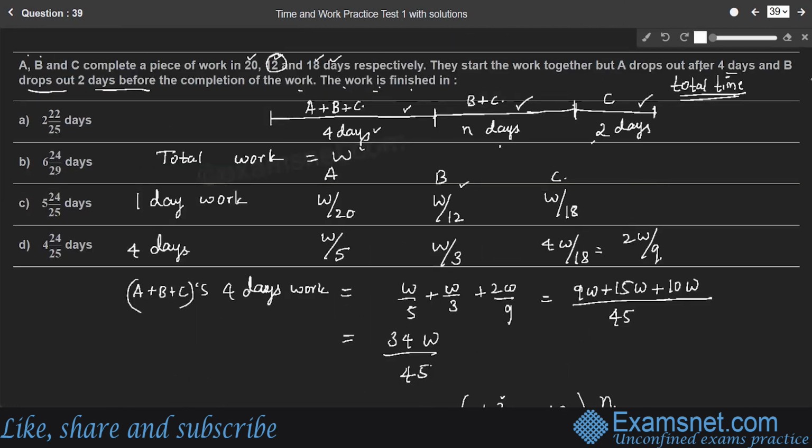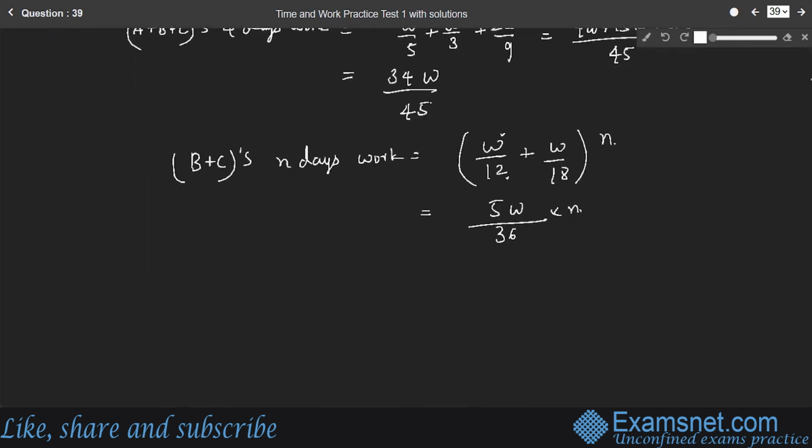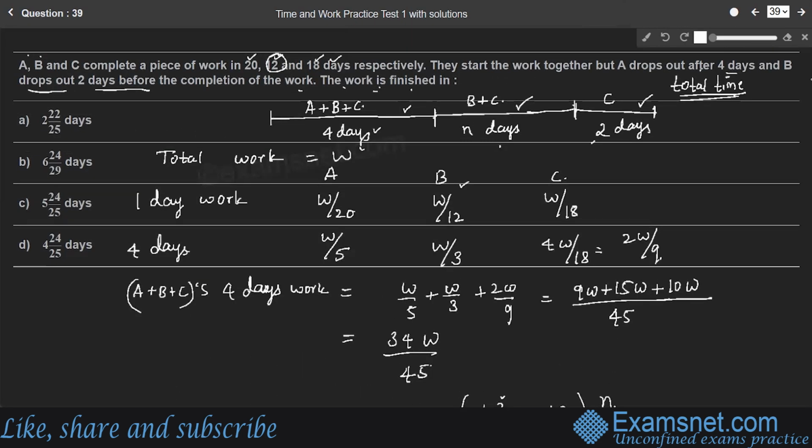Whereas for the 2 days work of C, C's 1 day work is W by 18 into 2, which gives W by 9. W by 9 is the 2 days work of C. So the total work is W, and we'll add all these works: 4 days work, n days work and 2 days work. The sum is equal to total work, so that you can easily find the value of n.